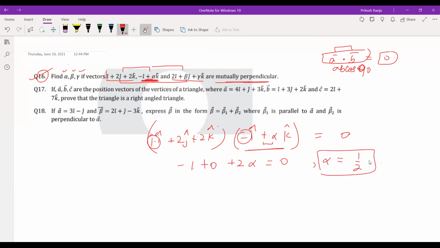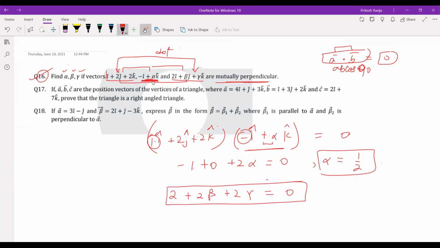We have got alpha. Now similarly, you can multiply. Better will be to multiply this and this. Take the dot between them. So if we take the dot between them, multiply the coefficients, we get 2 plus 2 beta plus 2 gamma equal to 0.